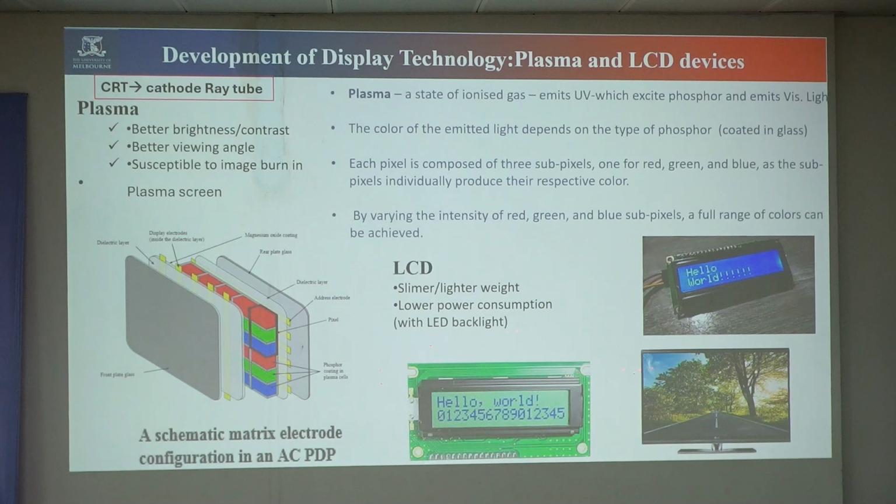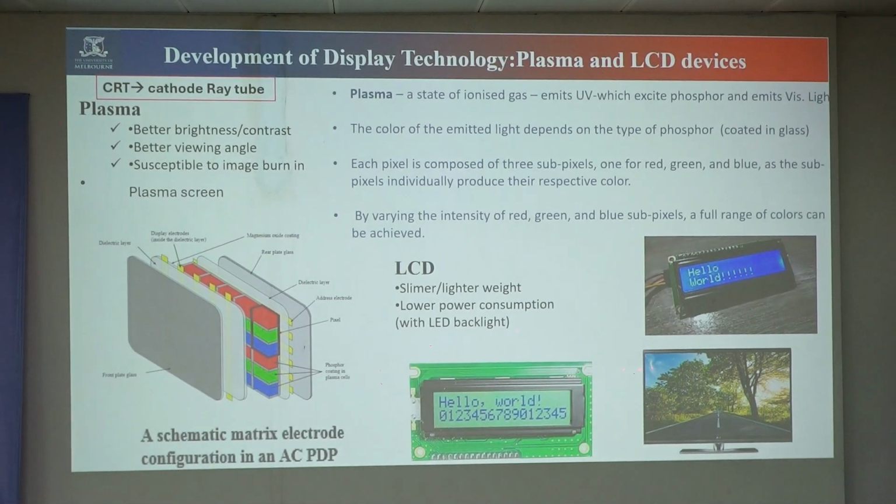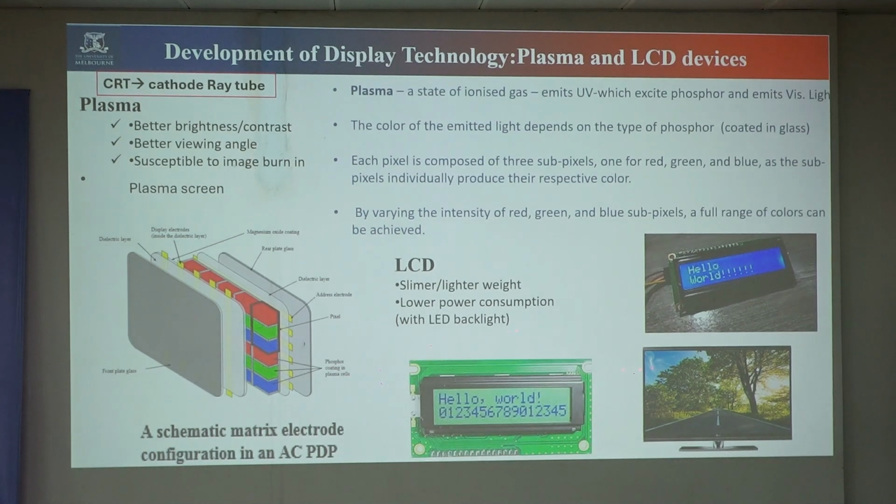It depends on the material. The deflecting coil deflects the electrons accordingly, and we get an image. So that's a CRT tube. Basically, it is based on an electron gun. When it strikes the phosphor screen, we get an image. This is a very old technology.